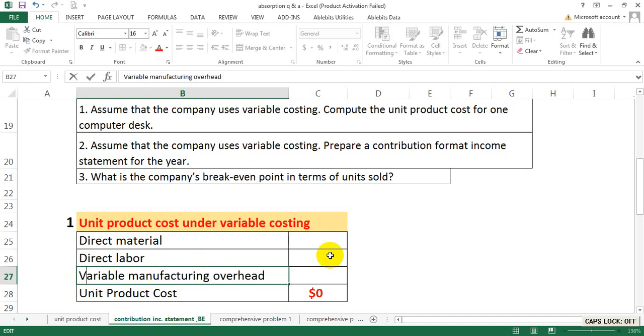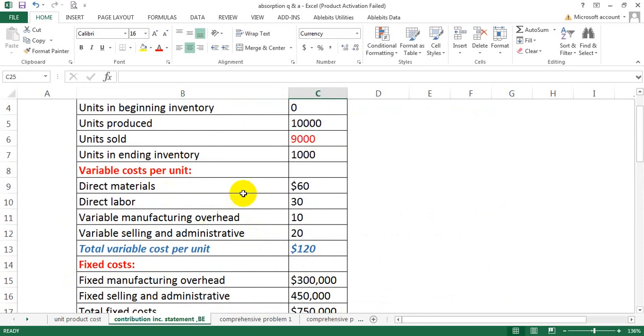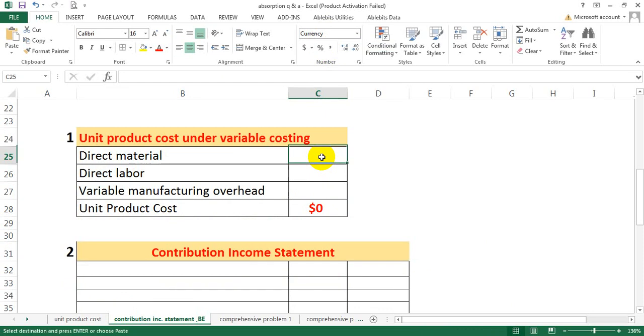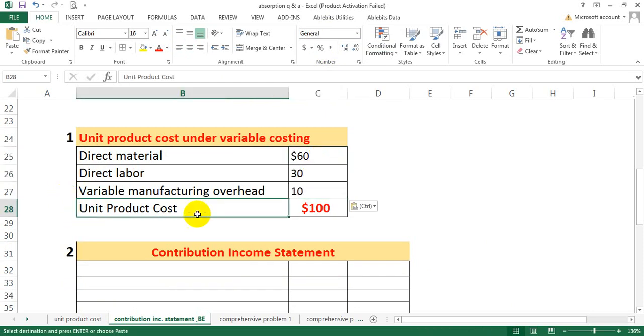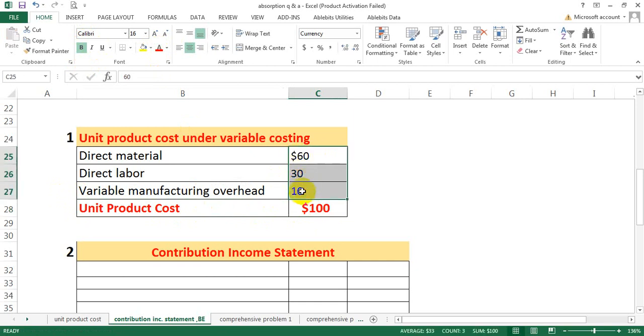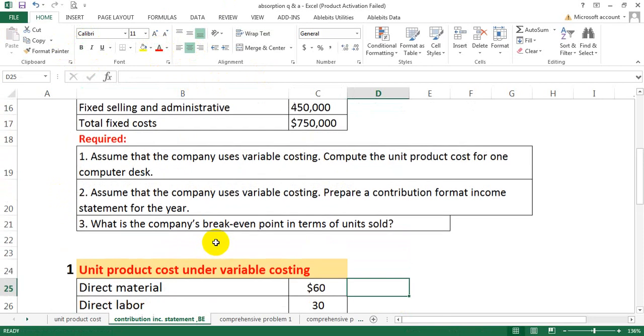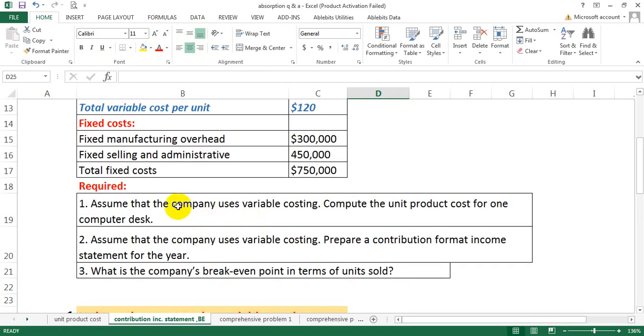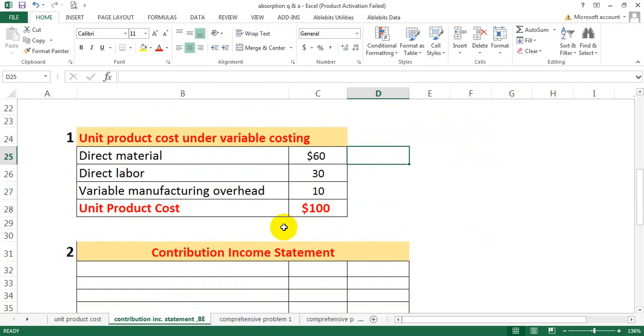What is direct material? Direct material 60, labor 30, and variable manufacturing overhead 10. So 60, 30 and 10. I write here 60, 30 and 10. So my unit product cost under variable costing is 100, right? My per unit product cost is 100. I hope it is clear. Now we will move towards the second requirement. First we needed to calculate the unit product cost. The unit product cost is 100.